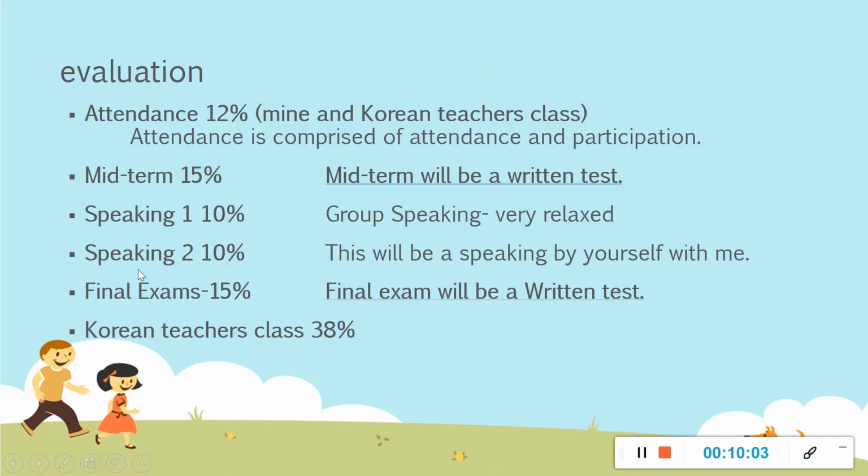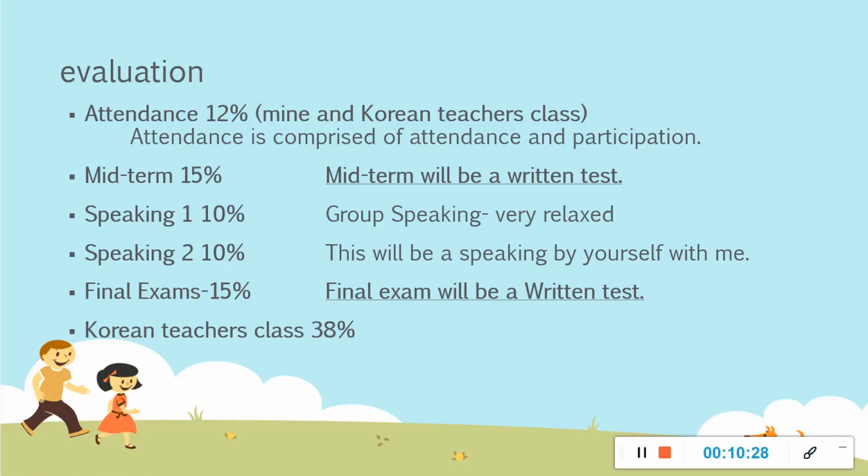The next one, how do we evaluate this class? Well, there's a couple of ways that I evaluate this class, and it changes a little bit professor by professor, but the idea is the first one is attendance, and attendance is done by the Korean teacher and me, so that's 6% each, so you have to come to class and then we can check your attendance.